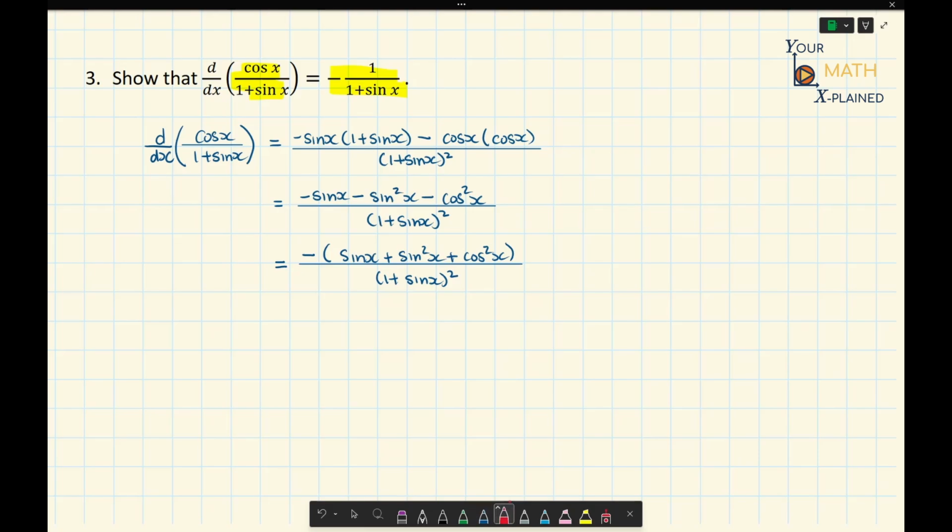So if you recall, the Pythagorean identity says that sine squared x plus cos squared x is equal to 1, which means we can go ahead and replace this with 1. So this gets simplified to negative sine x plus 1 over 1 plus sine x all squared. And now we can cancel out a factor of sine x plus 1 from both the numerator and the denominator, which means we end up with negative 1 over 1 plus sine x, which is exactly what we're trying to show. So this is where we would stop.